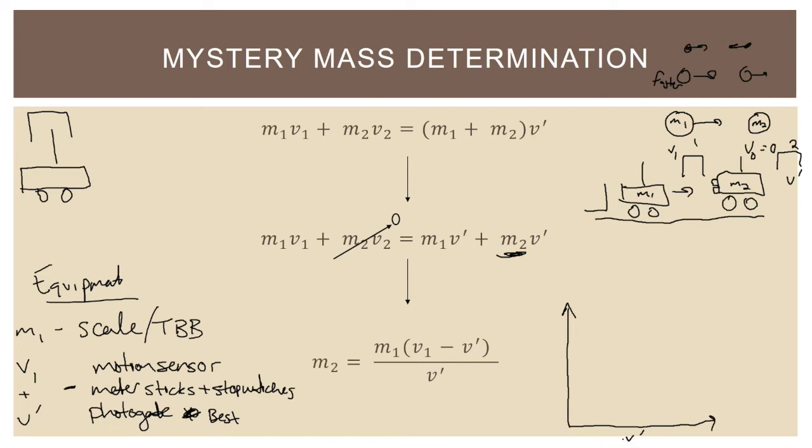If we plot V prime on the x-axis, because that's in the denominator of the equation, and we plot M1 times V1 minus V prime on the y-axis, then we're going to get a graph with a slope equal to M2. That's a pretty nice experiment. Like I said, I really do think this is going to be an important experiment for the AP test.